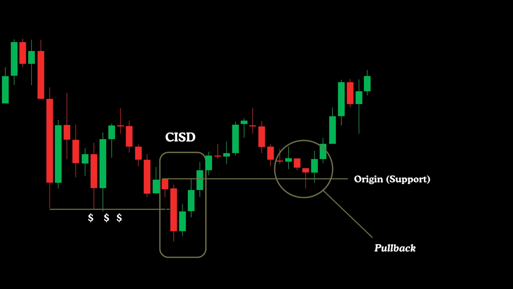By following these rules, identifying CISD at key higher time frame levels, confirming with volume and fair value gaps, and waiting for retests, you improve your chances of spotting high-quality setups with strong profit potential. Now that we've covered what the CISD pattern is and how to properly apply its rules on charts, let's move on to some real market examples to see how these concepts play out in live trading conditions.